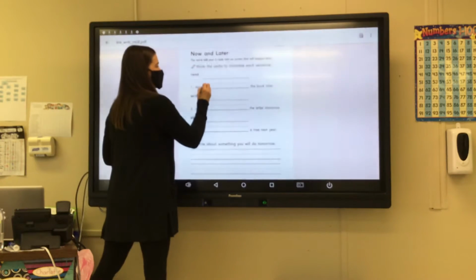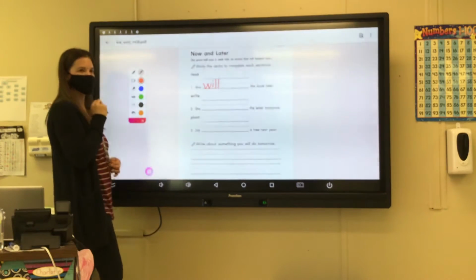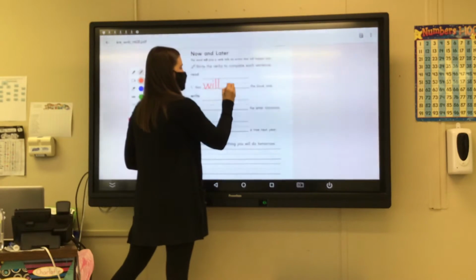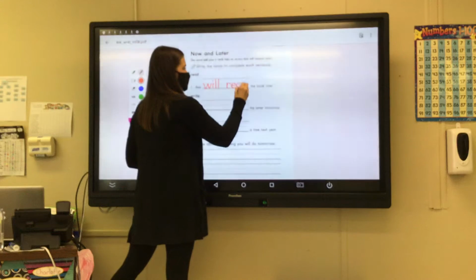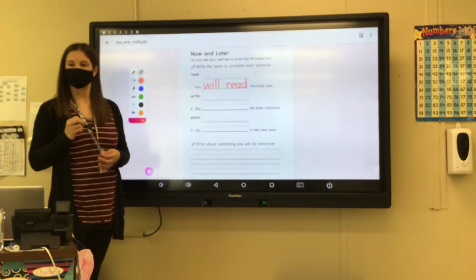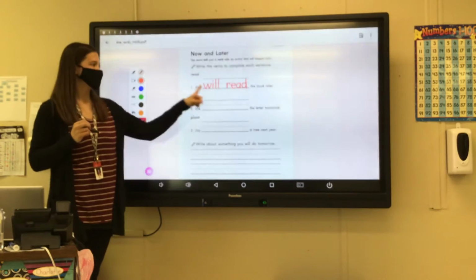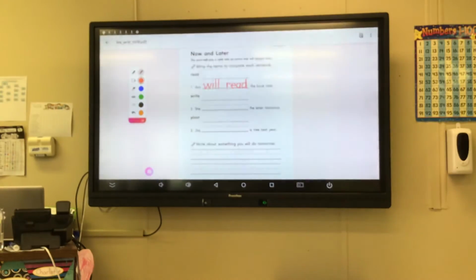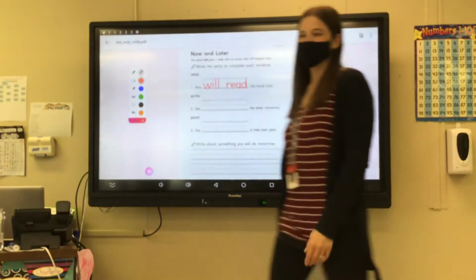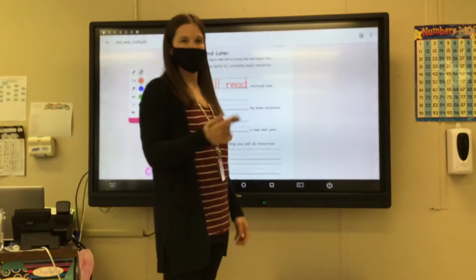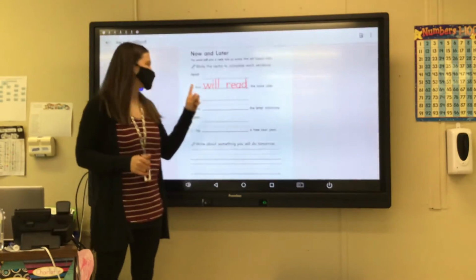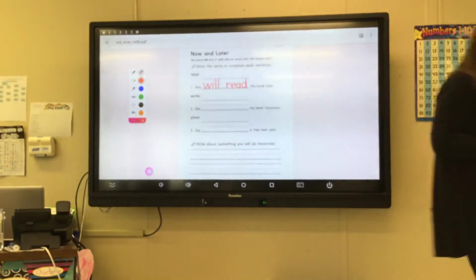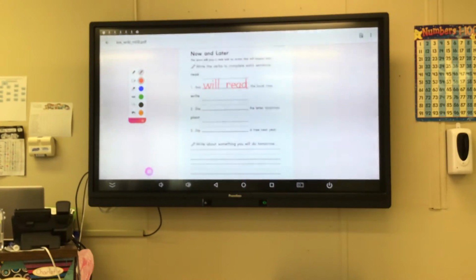Ava will read the book later. Get writing. Will read. Ava will read the book later. We're talking about what she's doing later. Maybe after school this evening, right? We're talking about morning, afternoon, and evening. Maybe in the evening, Ava will read the book later, right? So after school, it'll be the evening time.